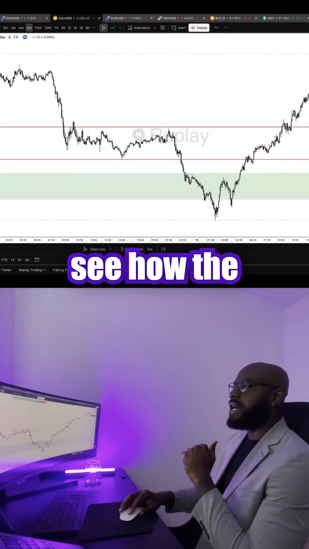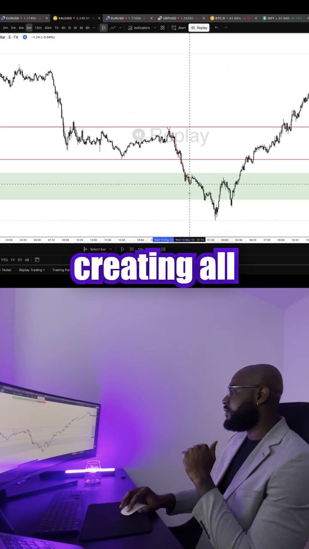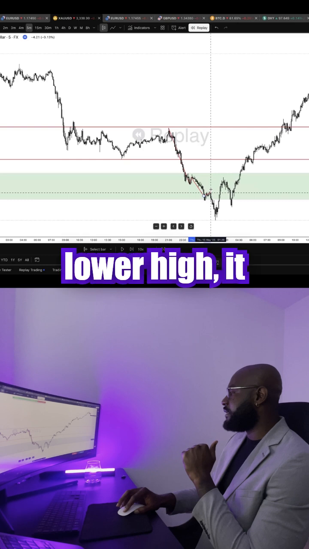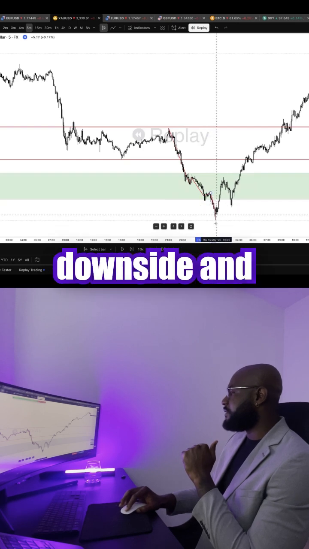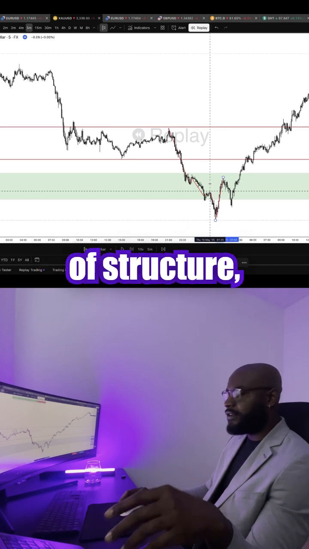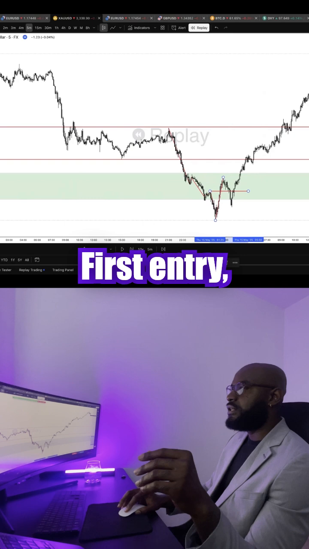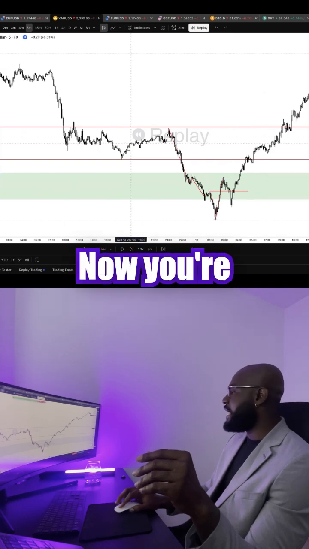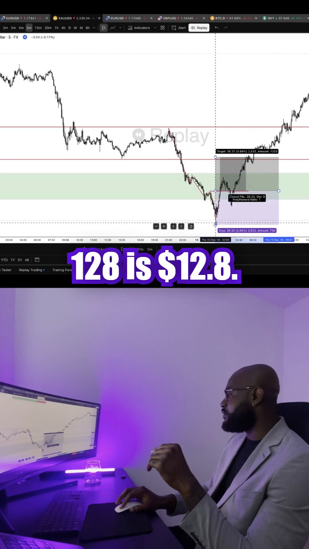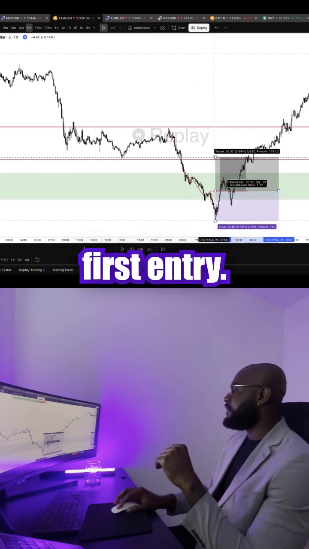And right here, you can see how the market was trending to the downside on 5 minutes time frame, creating all these lower highs and lower lows. And right here, after creating a lower high, it dropped to the downside and then it broke structure right here. The moment you see this break of structure, you're looking for an entry right there. First entry, you put it in right there. Now you're risking 10% again. 10% of 128 is $12.8. So let's just say you're risking $12 in here for your first entry.